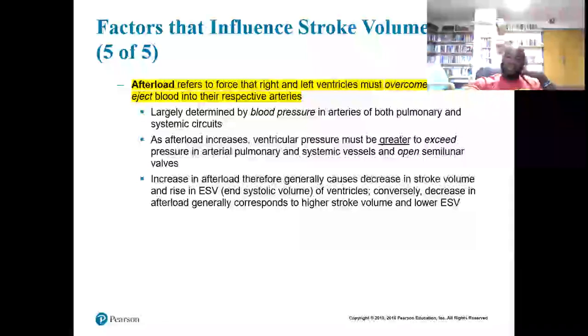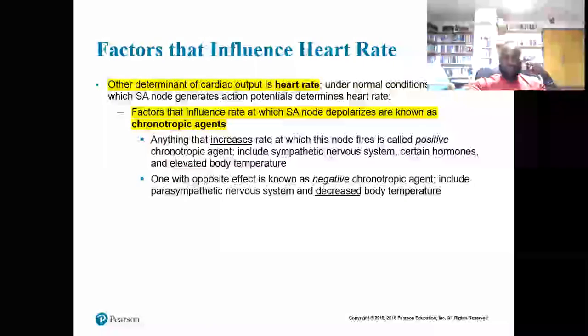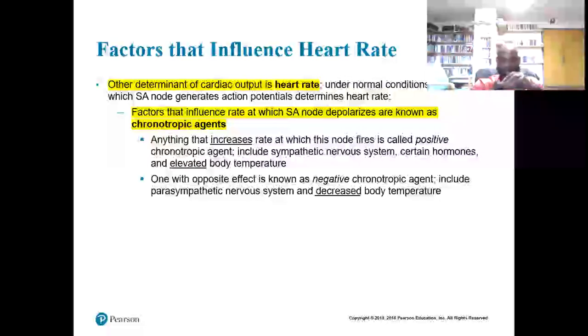We want to keep our blood pressure down. How do we do that? We eat properly. Or if you have a medical or genetic predisposition to high blood pressure, you can manage it with some medications. Other factors determinant of cardiac output is the heart rate.